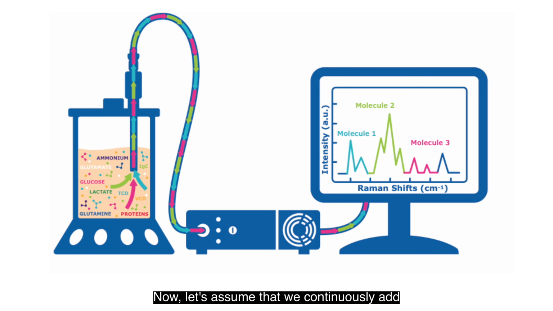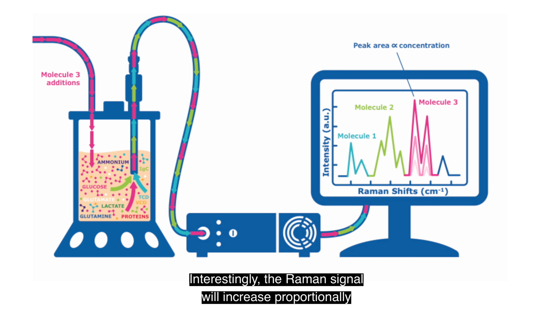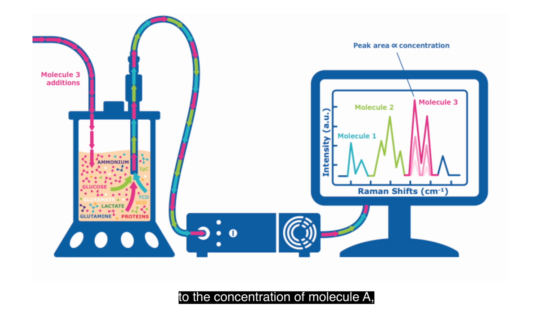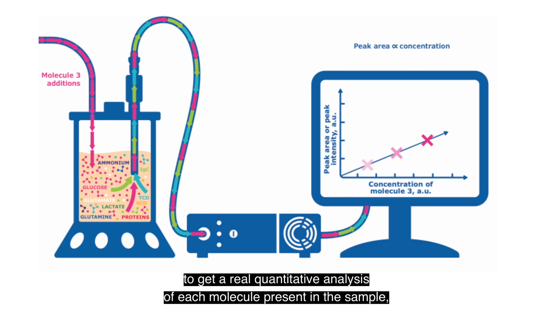So now, let's assume that we add a certain amount of component A continuously to our sample, or even add glucose continuously to the cell cultures. Interestingly, the Raman signal will increase proportionally to the concentration of molecule A, or in the case of the cell cultures, proportionally to the glucose. This will allow the scientists or bioengineers to have a real quantitative analysis of each molecule present in the sample, in addition to the qualitative analysis that was done before.